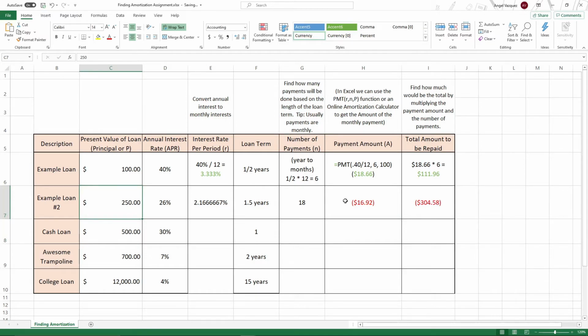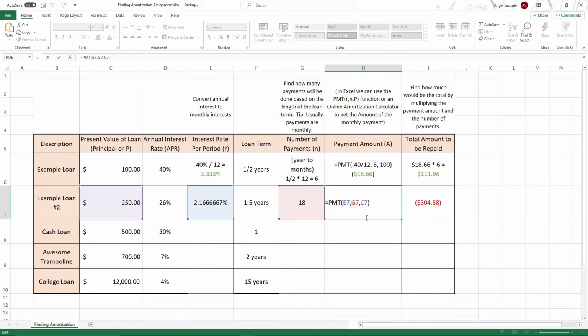Now, guys, notice that it's in red. That is because these are negative numbers, alright? Once you use the PMT formula, it's going to be a negative number. You could change that if you wanted to by adding a negative symbol before it to change it to the opposite sign, right? So there we go.